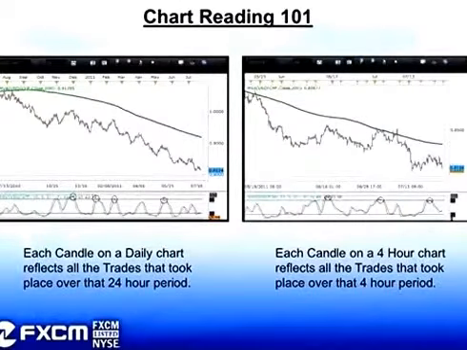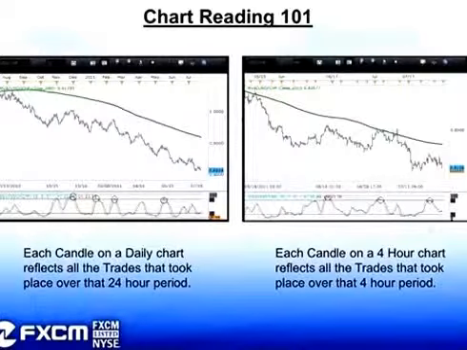Here's the USD Swissy pair on the daily chart and on the 4-hour chart. Like it says down here, each candle on a daily chart reflects all the trades that took place in that 24-hour period, because a daily candle is a 24-hour candle. It runs from 5 p.m. Eastern Time one day until 5 p.m. Eastern Time the next day, and it reflects every single trade that took place in that period. That's a lot of trades. Each 4-hour candle reflects every trade that took place in that pair in a 4-hour period. So 1/6 the amount of data is reflected in that 4-hour candle as you have in the daily candle.